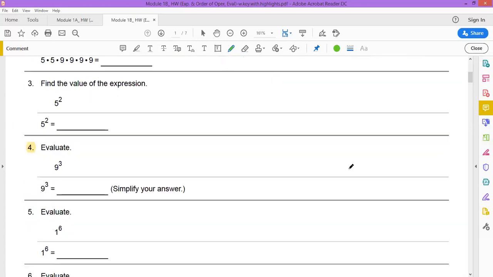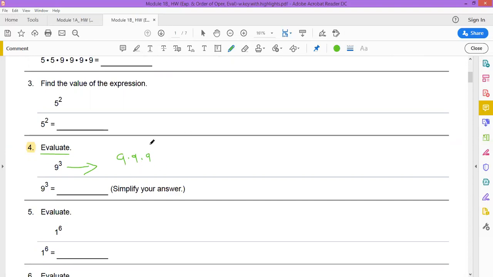All right, let's move on to number 4. You're evaluating this time. So now we know the value that we can learn because we know about exponents. We know that our base tells us that we're going to multiply. The number of times we multiply that base will depend on the power. In this particular problem, we have a power of 3. So 9 times itself 3 times. We should be multiplying 9 times 9 times 9.